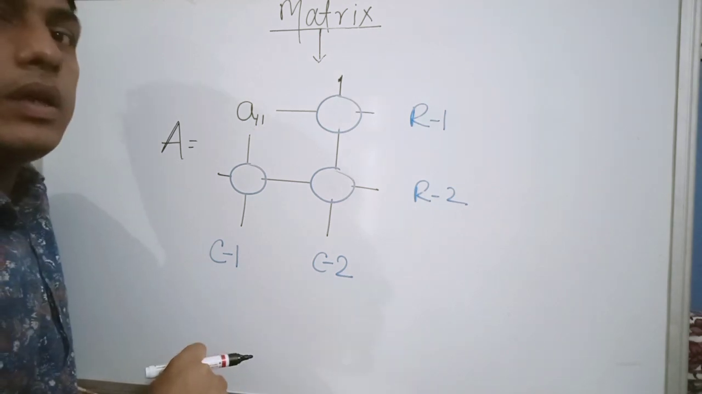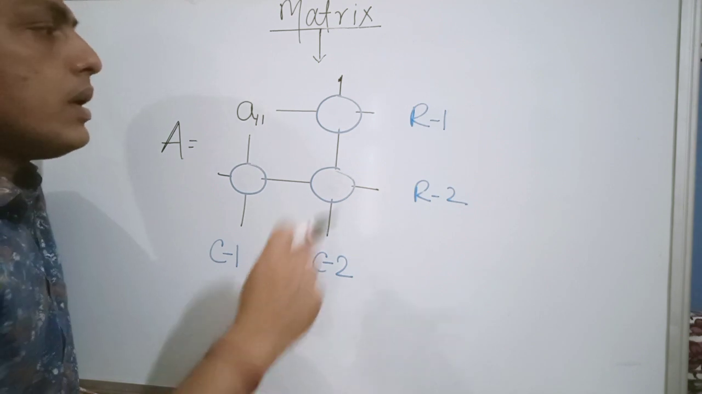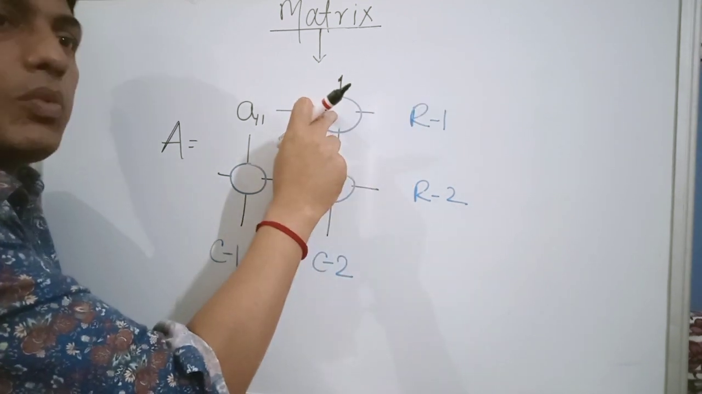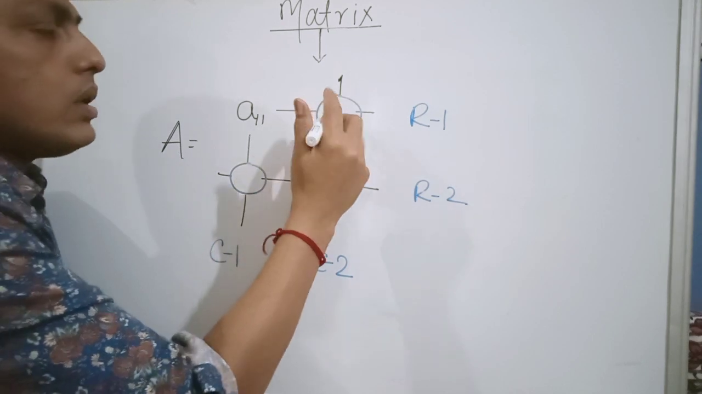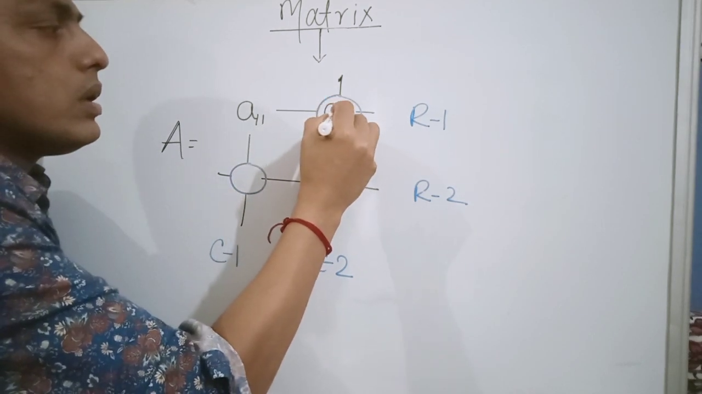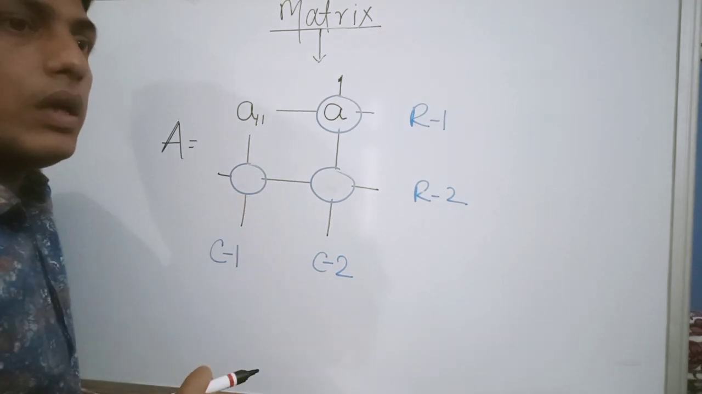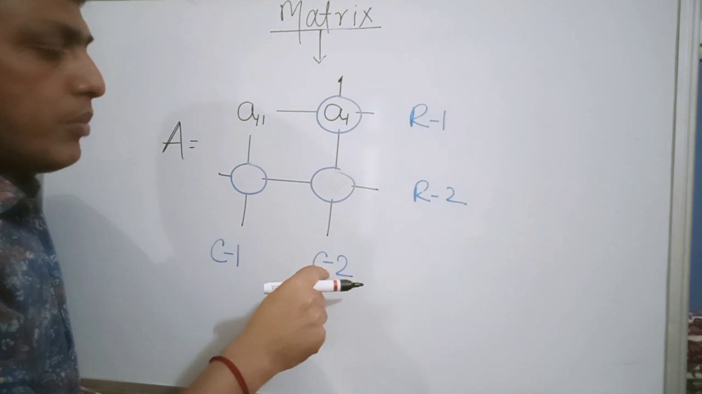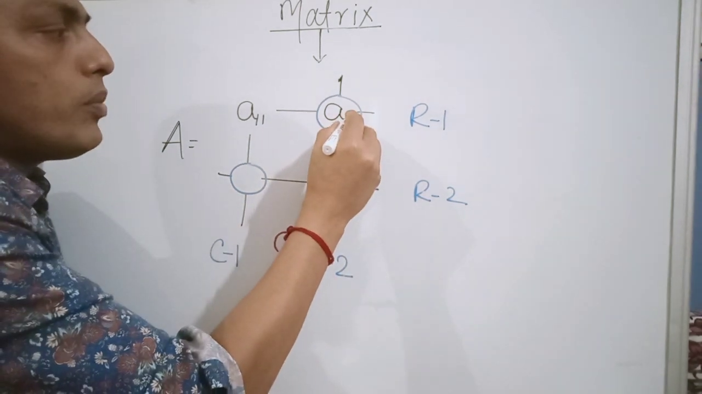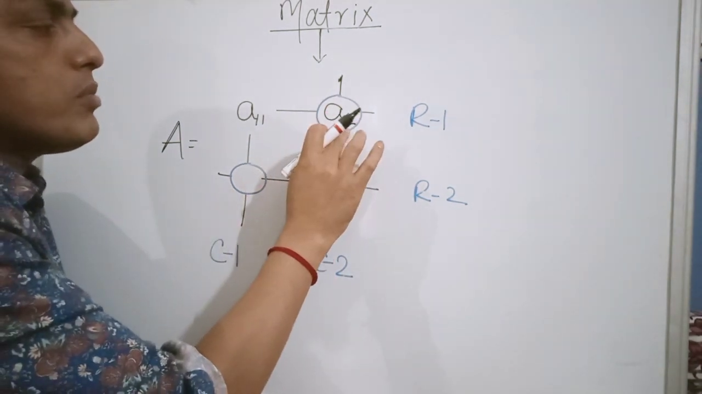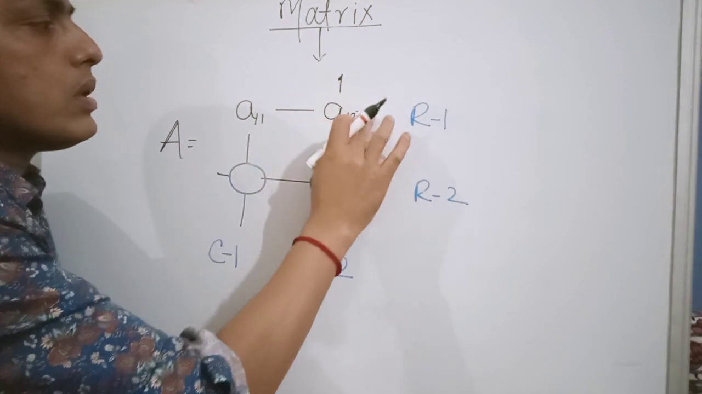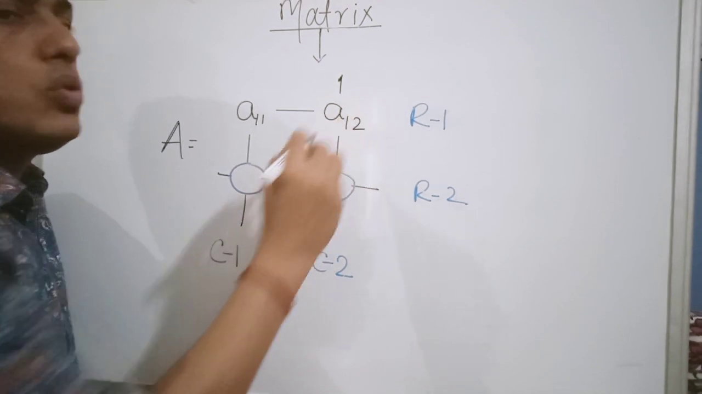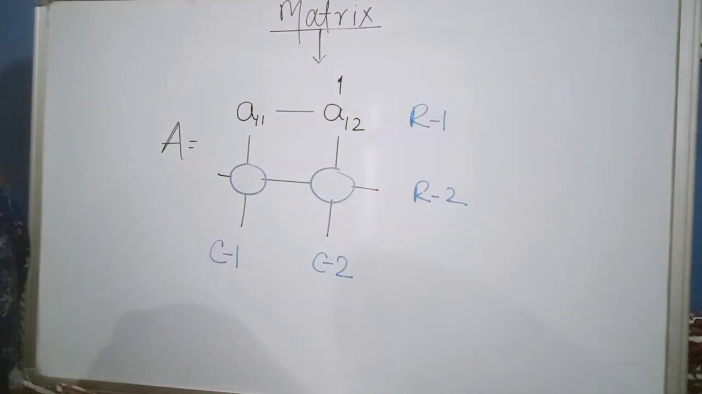Alright? This is row number 1, a, row number 1, but it is a part of column number 2. So the symbol becomes a12. Alright?